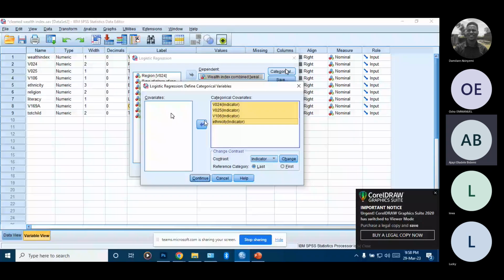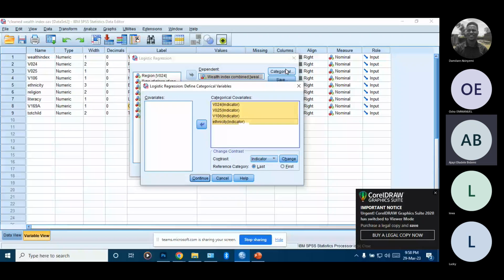Now, if we had maybe age or weight measured on a continuous scale as part of our covariates, we are not going to include it inside the categorical box. We only do it for categorical variables. Now, what I'll do is set my reference category in SPSS.